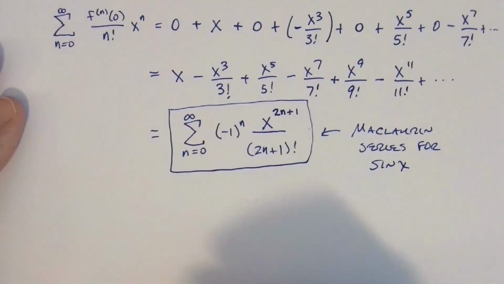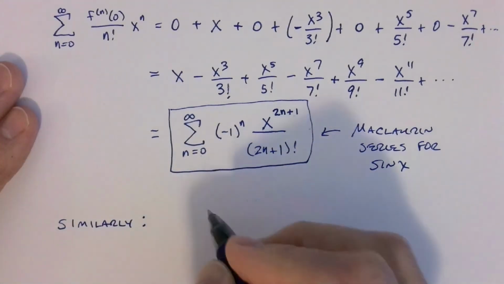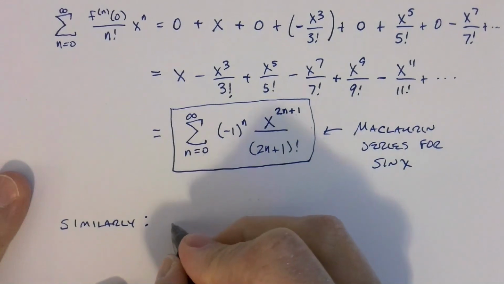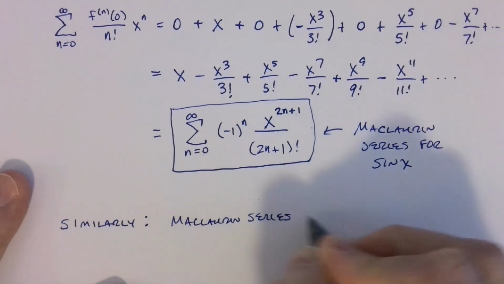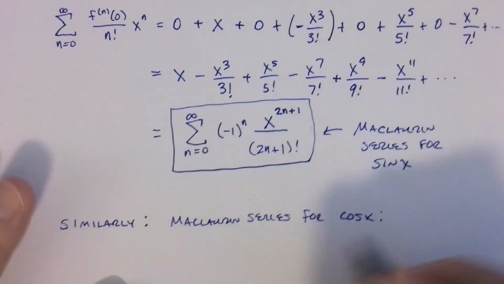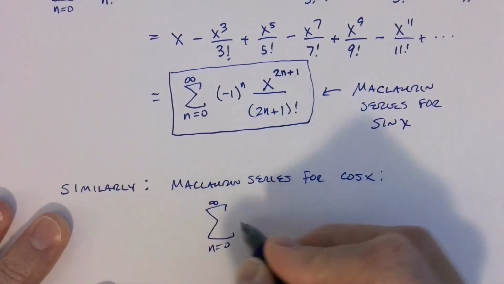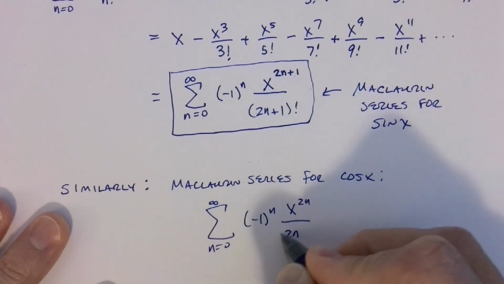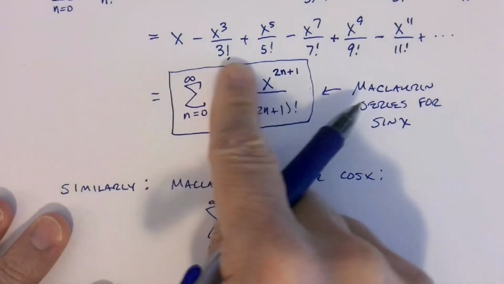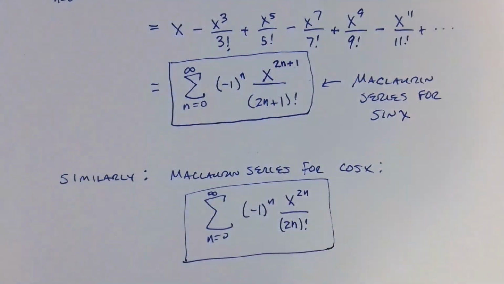In a similar way, I'm not going to do all the derivation, but you can imagine it will look very similar because of the way these derivatives work. The Maclaurin series for cosine of x would be x to the 2n over 2n factorial. So basically, instead of the odd powers of x, it will be the even powers of x. So there they are.